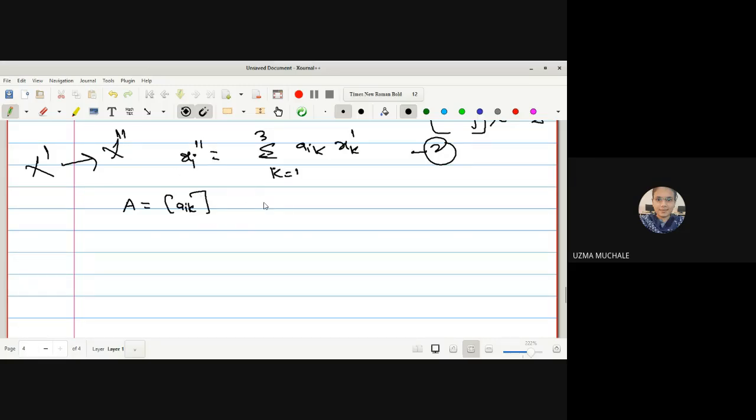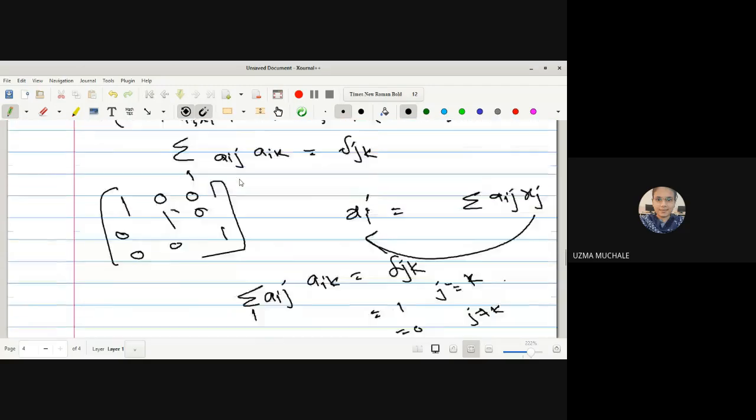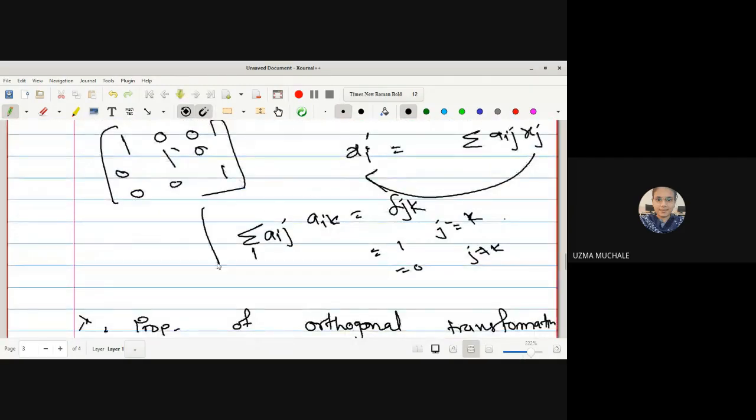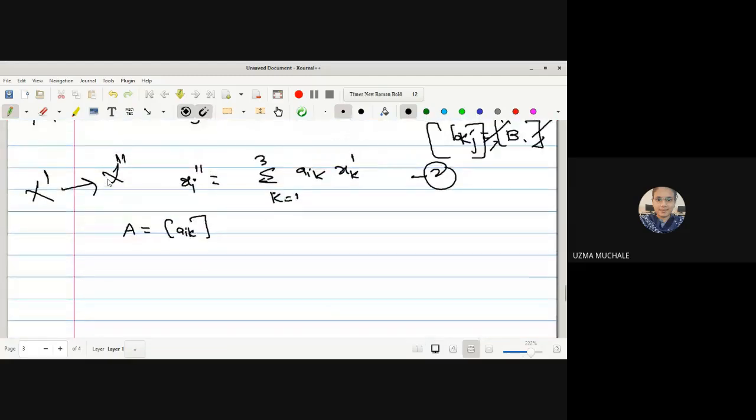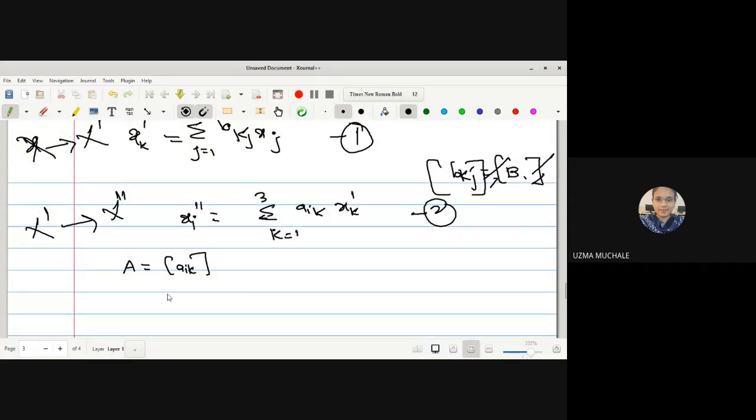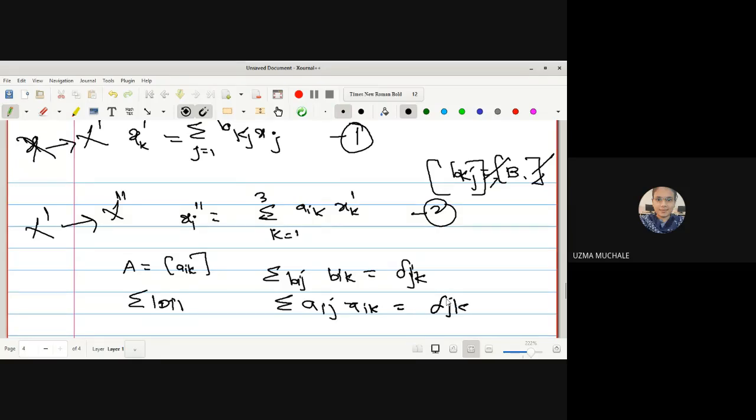But now we have to find the orthogonality condition. In the earlier case, we found the orthogonality condition: aij aik equals delta jk. Now we have two orthogonal transformations, so we have to find two orthogonality conditions. Let me write: summation over i of bij bik equals delta jk. The next orthogonality condition is aij aik equals delta jk. Right.